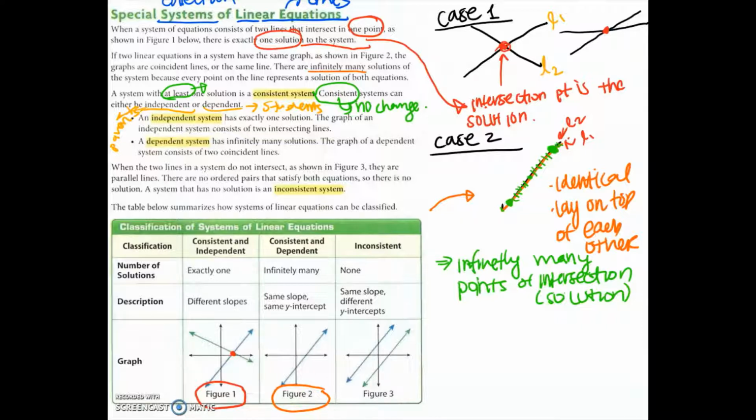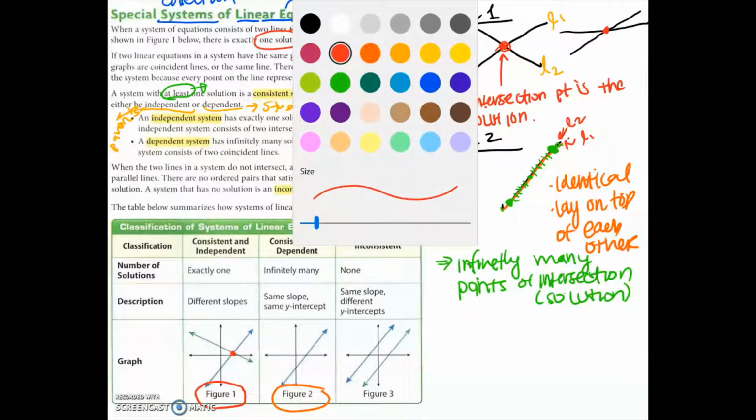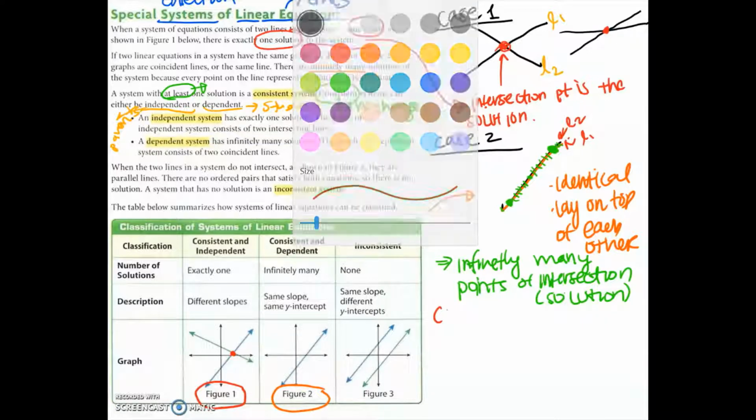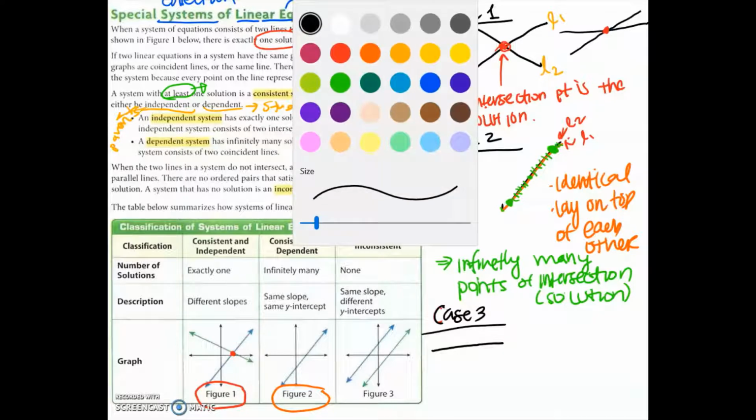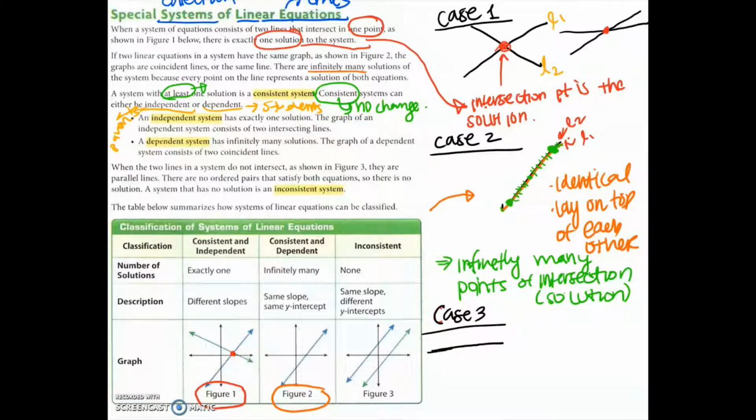When two lines in a system do not intersect, this is our new case. So let's label that case 3. This is when they don't intersect. So how would a line not intersect? If I have a line, and I don't want this line to intersect, this would be intersecting. But I don't want it to intersect. The only way for it to not intersect is for them to be parallel, where the distances are equal all along. This distance is equal to this distance. They're the same throughout the line.